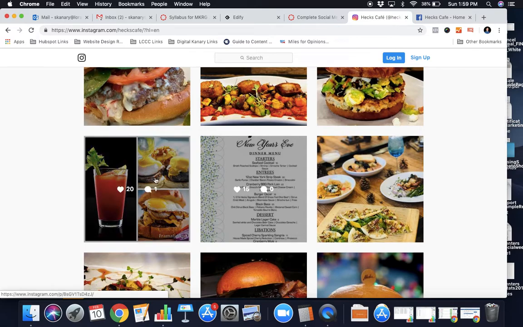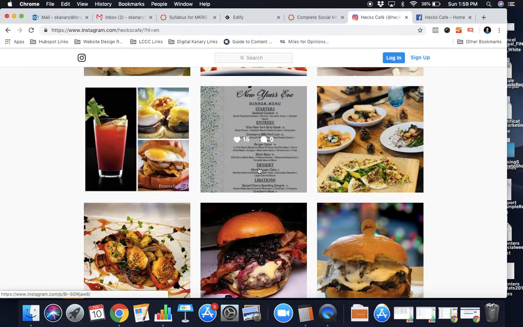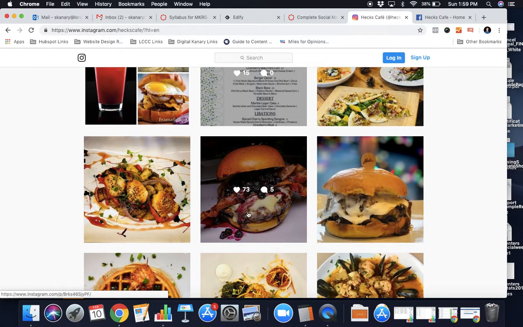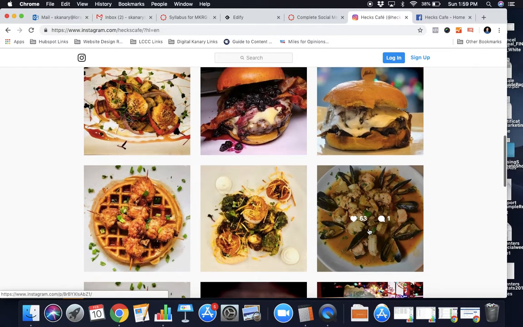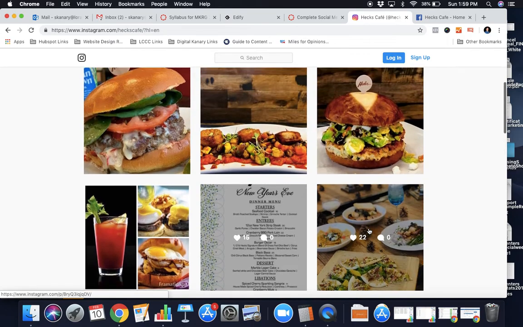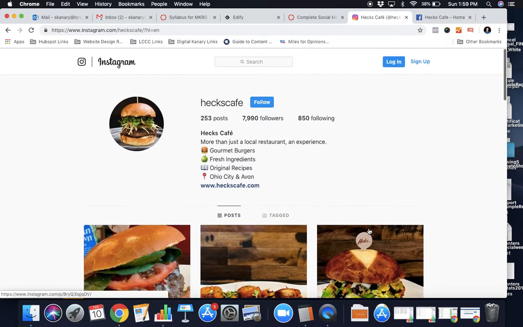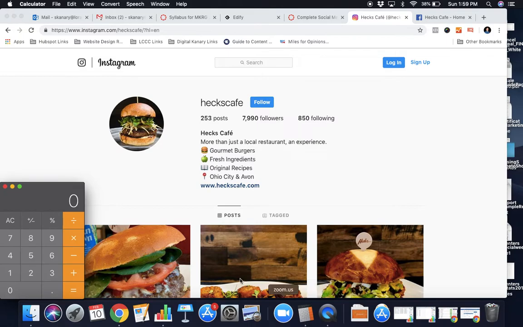And if I hover over these, I can see how many people like or comment on their posts. We got 20, 15, 22, 37, 73, 41, 60, 54, 63. So on average, they get about 40 interactions per post. So if I pull out my handy dandy calculator and type in 40 interactions per post, divide that number by 7,990, it's going to give me 0.005. So that's a half a percent.